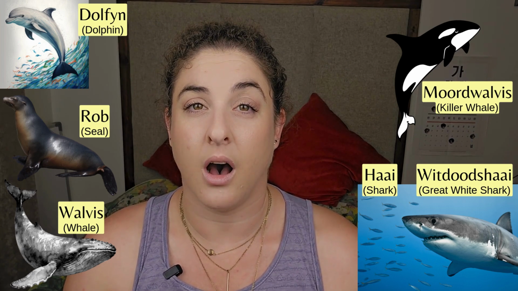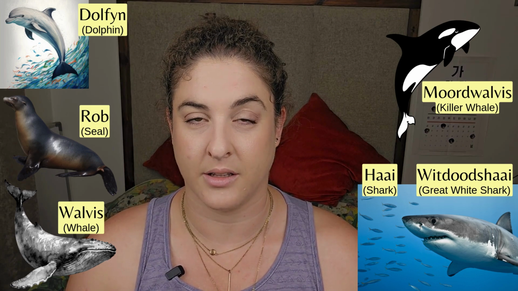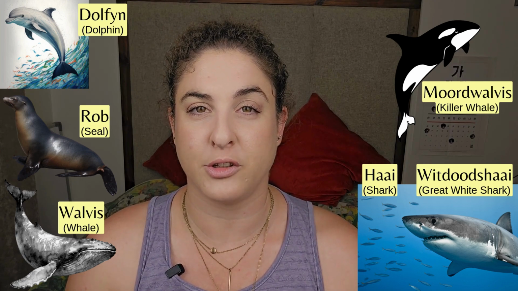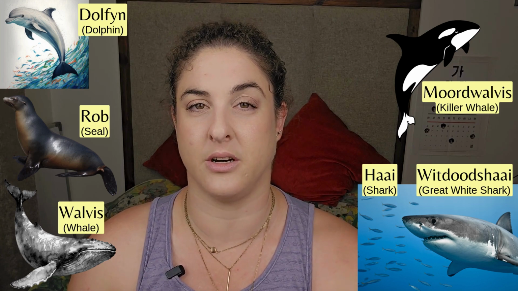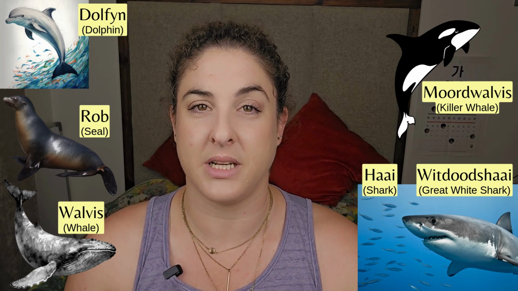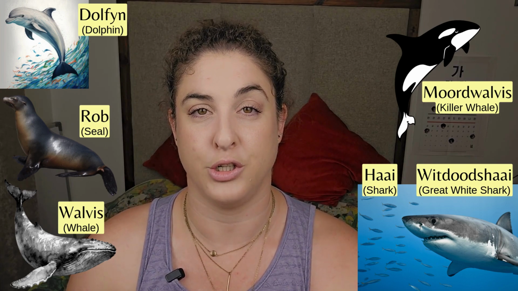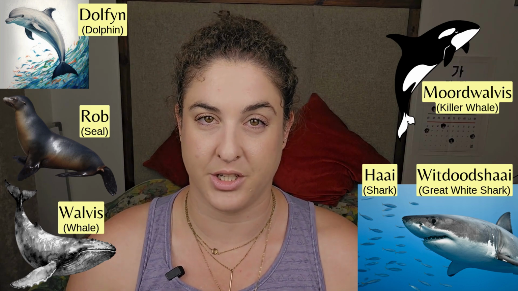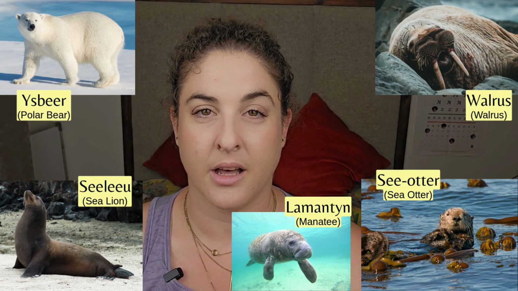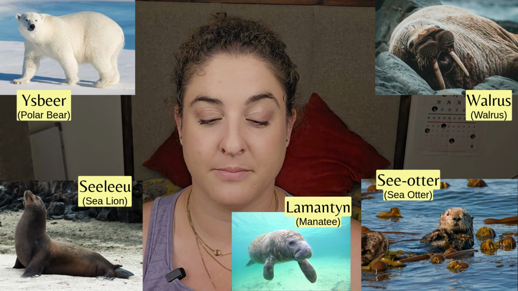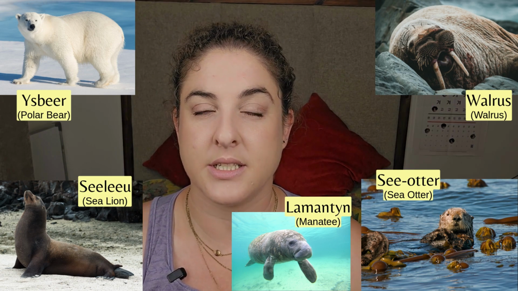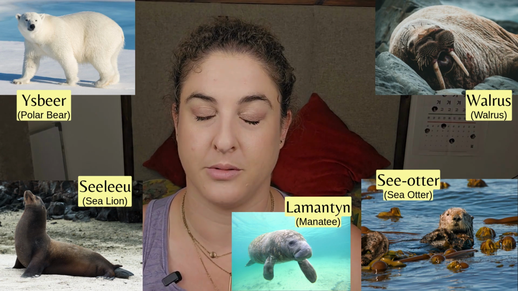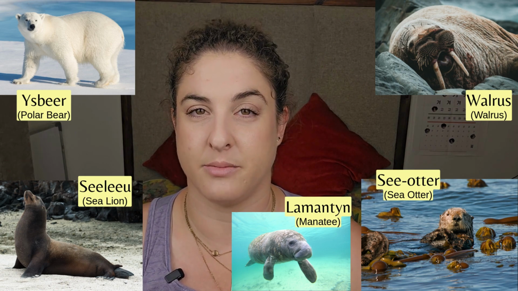Then we have hai, which is a shark. And then we have the very famous one, witdoodshaai, which literally translated means white death shark. But in English, it is a great white shark. Ysbeer, polar bear. Seeleeuw, which is a sea lion, often confused with a rob, which is a seal, but the sea lions are much larger.